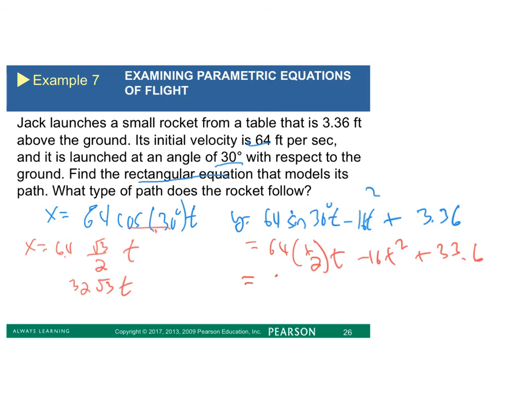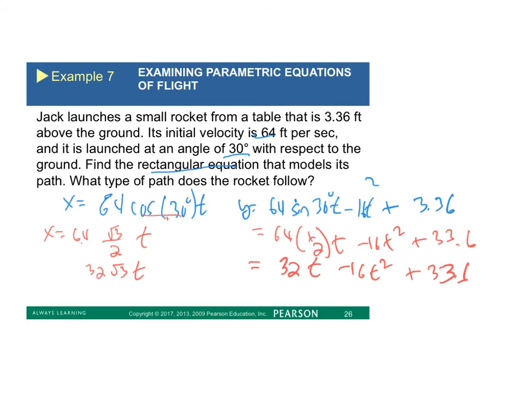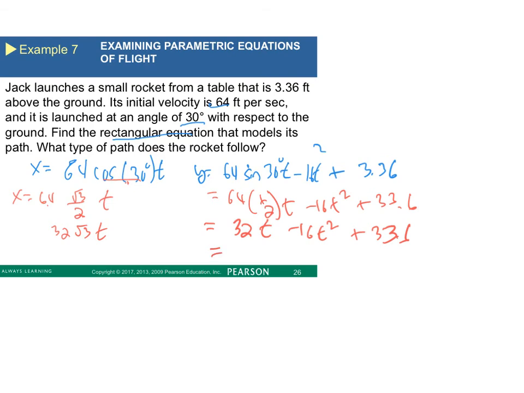That turns into 32t minus 16t squared plus 33.6. That looks very familiar to projectile motion. But usually we put the negative 16t squared first, then we put the plus 32t, which is my initial velocity. Then I have my initial height, 33.6. This looks very familiar to me.